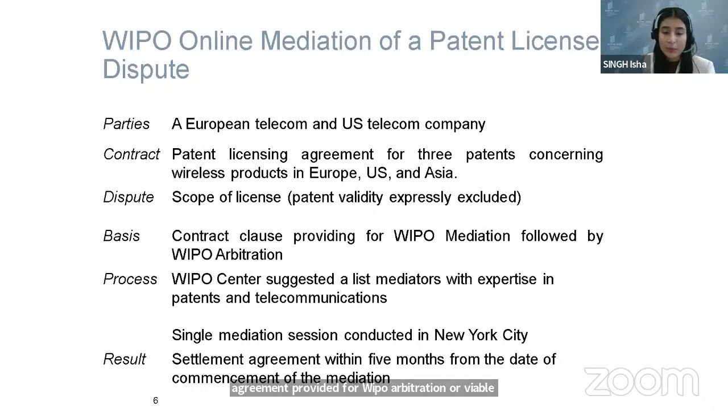Parties were unable to reach an agreement on the mediator, which is why the center provided them with a list of specialized experts, of which one such mediator was appointed. A single in-person session with the mediator resulted in the successful resolution of the dispute, and parties ended up signing a settlement agreement within a few months from the commencement of the mediation.